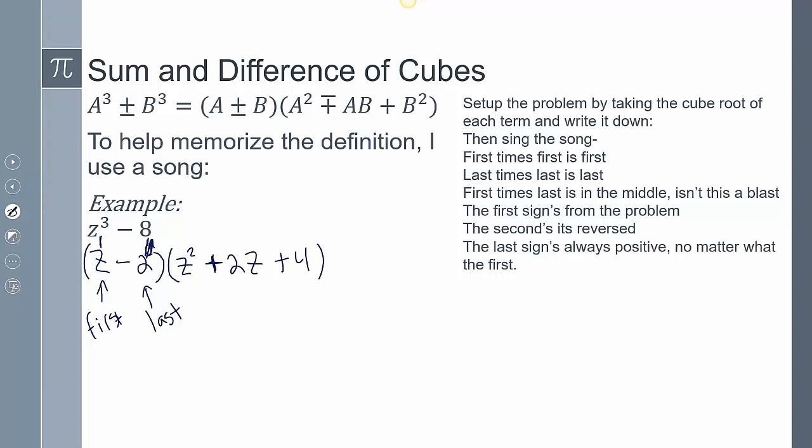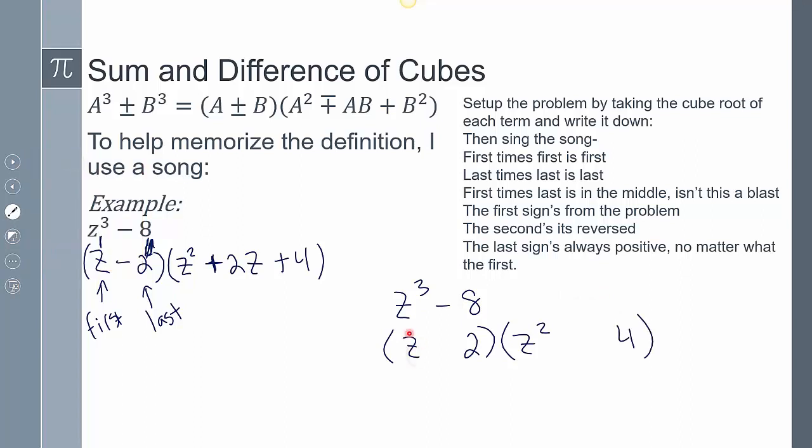So let's try it again, but I'm going to sing it a little slower. If I have z cubed minus 8, we still have to set it up, so we get z, and the cube root of 8 is 2. And so when we go through and sing it, it goes first times first is first. And so I can say that that's going to be z squared. And then it goes last times last is last. And so that's going to give me 4.